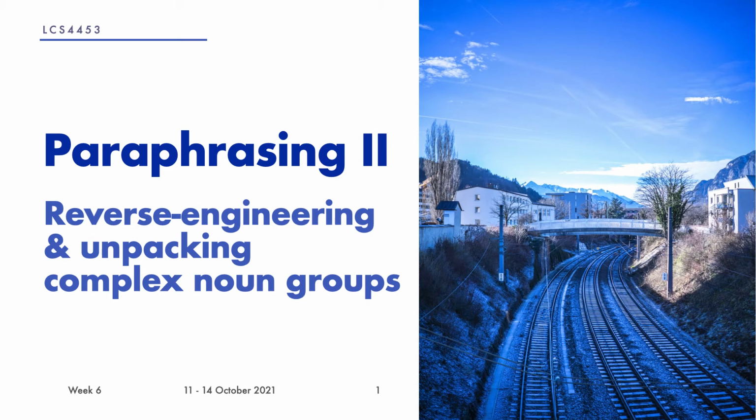Hi, we have come to week 6. So far, we have done a lot of exercises on how we are going to paraphrase with nouns, as well as turning conjunctions into verbs, or rather relations that has to do with purpose, possibility, and so on. And today, we're going to shift our focus on how we're going to reverse engineer and unpack complex noun groups, especially when we are reading academic texts.